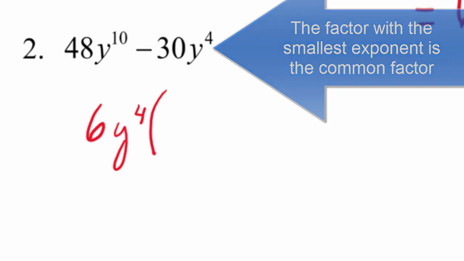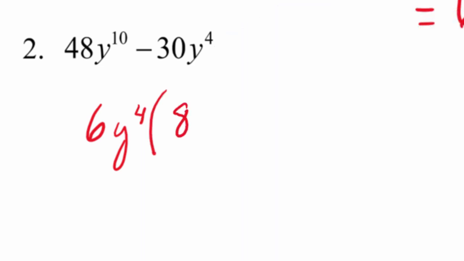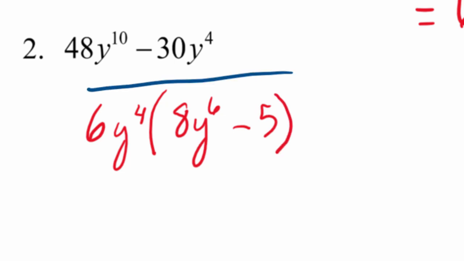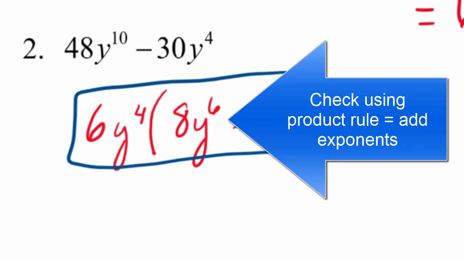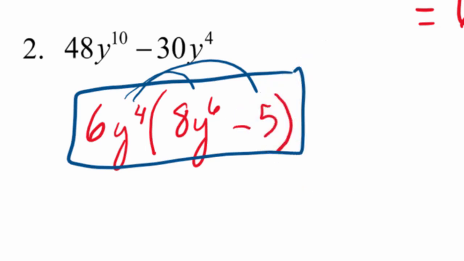Now 6 goes into 48 8 times. We factored out 4 of the y's from these 10 y's. So how many y's are left? Yep, y to the 6th. And then 6 goes into negative 30 negative 5 times, and we took all 4 y's out. So this is our final answer. And notice that when we check, I'm just going to remind you that when you multiply powers of y, that's a product rule, and you add the exponents to get the y to the 10th, right? So that's kind of checking.